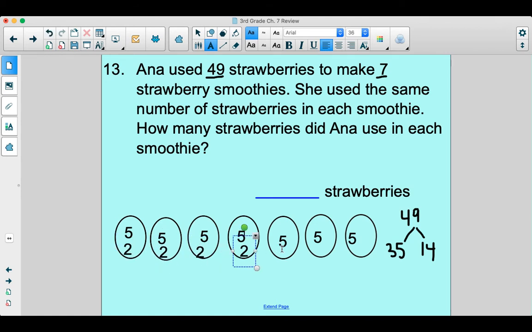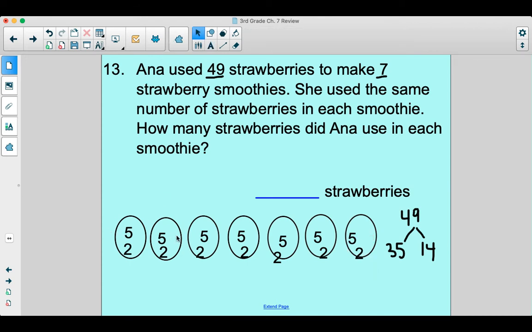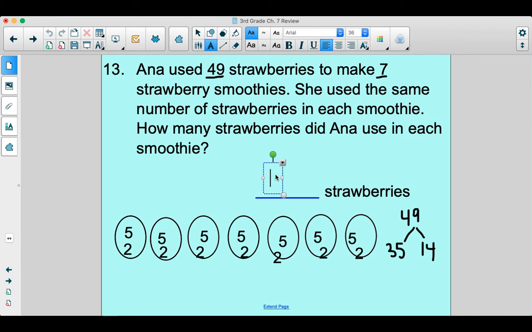So I used the distributive property to help myself, right? So I kind of broke up my number a little bit into smaller pieces. And then I helped myself make sense of things. So each shake received 5 strawberries and then 2 more. So 7 strawberries in total. So 49 divided by 7 is 7.